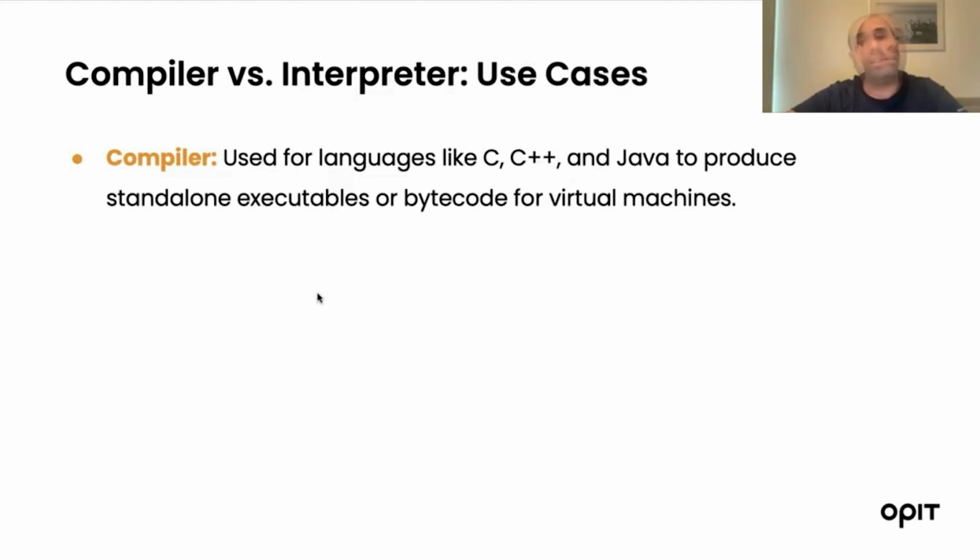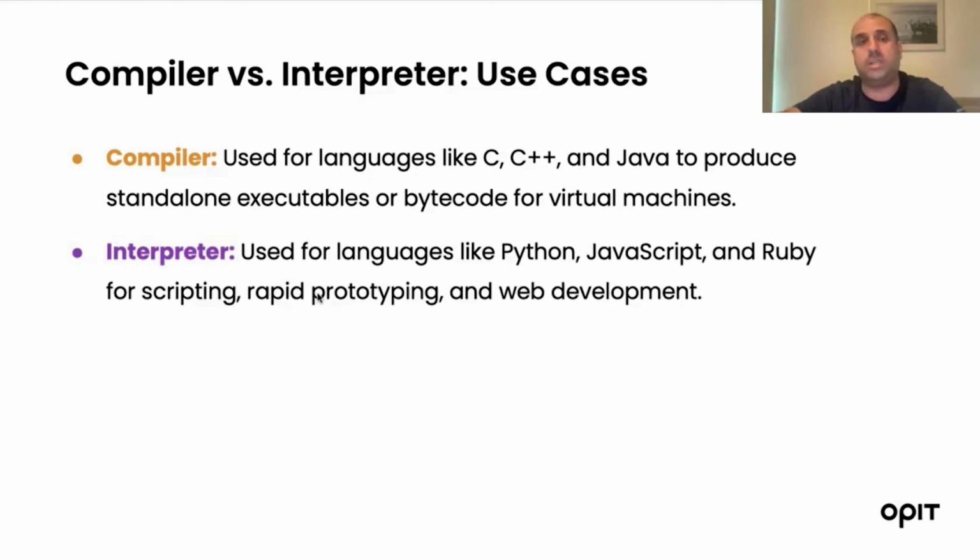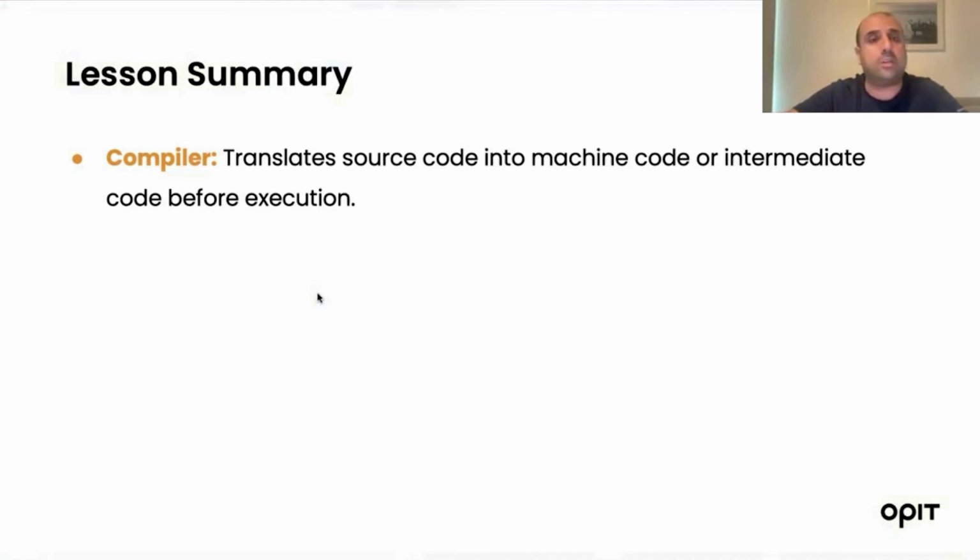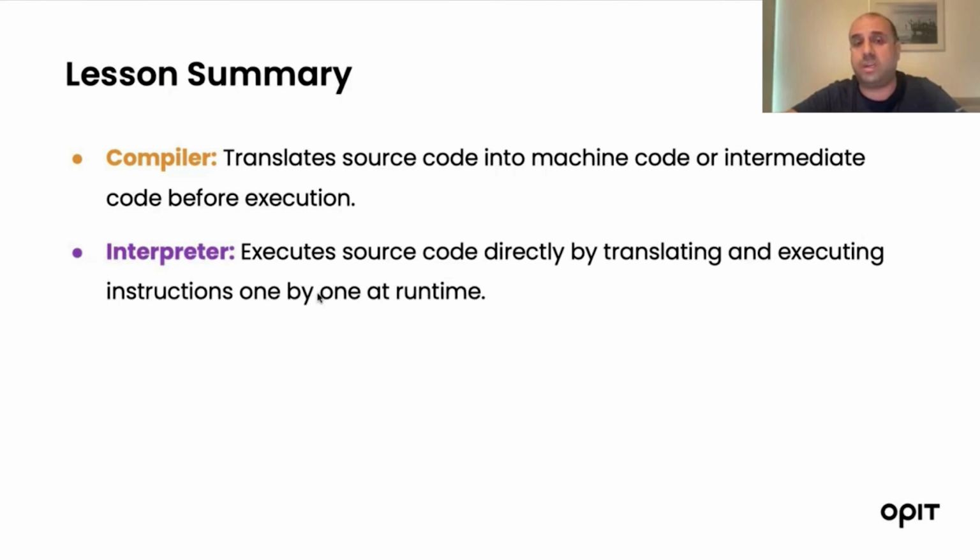Some use cases: the compiler is used for languages like C, C++, and Java. It will produce a standalone executable or a bytecode for a virtual machine. On the interpreter side, Python, JavaScript and Ruby are languages used for scripting, rapid prototyping, and web development. As a summary for this lecture, the compiler translates source code into machine code or intermediate code before execution. However, the interpreter executes the source code line by line, directly translating and executing instructions.